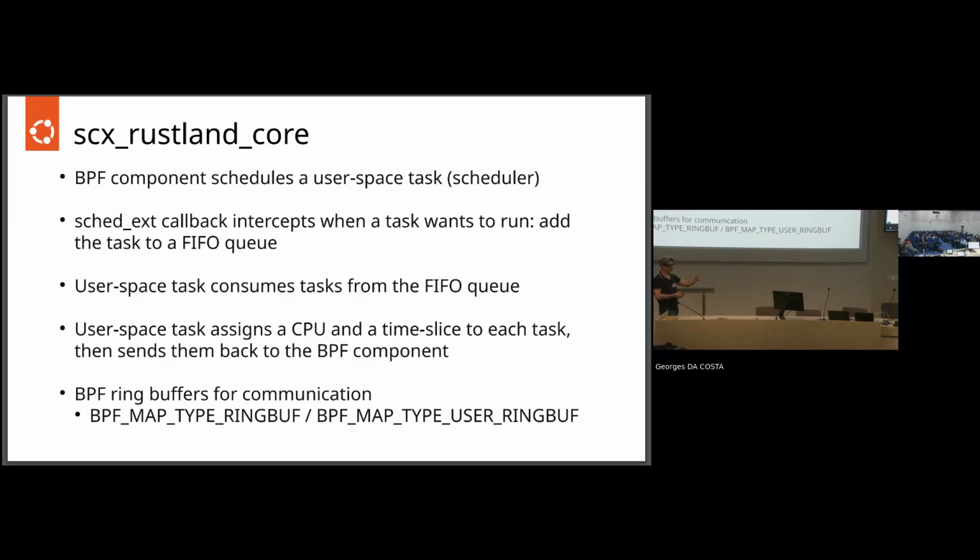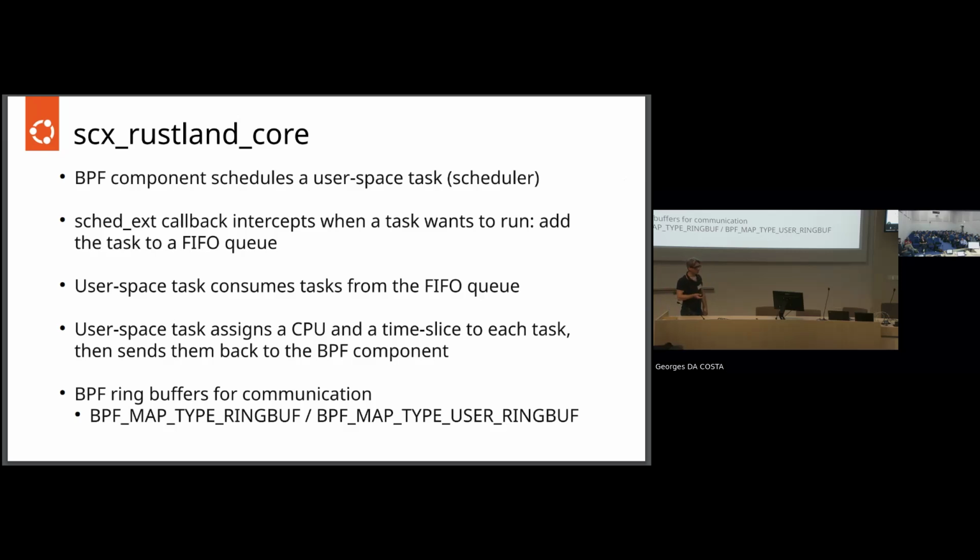Specifically, to consume from BPF, we use a BPF map type ring buffer, and to consume from user space, we use a BPF map type user ring buffer. We need a different data structure in each direction, because in one case the producer is the kernel, in the other case the producer is user space.